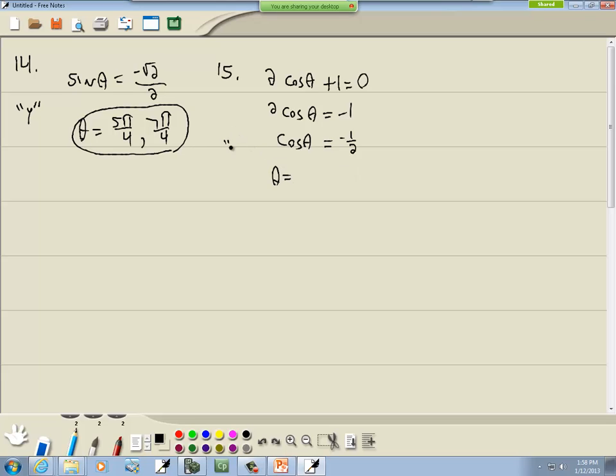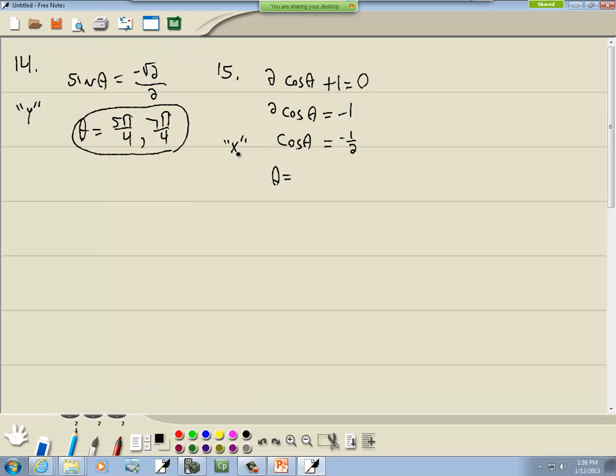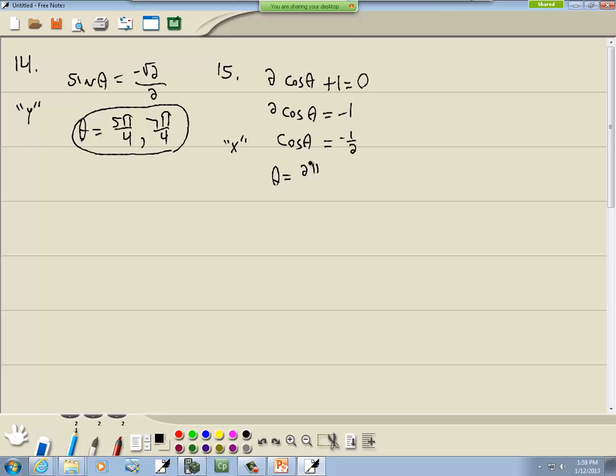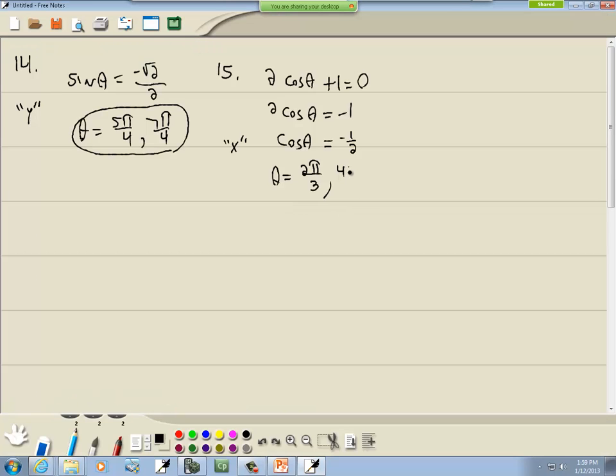Now remember, cosine is your x. So we're going around our unit circle, and we're looking where x is equal to negative 1/2. And we know what cosine is. Cosine is x, and the only places where x is negative is in quadrant 2 and quadrant 3. And we're looking for the x value specifically. So here's one place where x is equal to negative 1/2, and that's 2 pi over 3. Another place where x is equal to negative 1/2 is right down here, which is 4 pi over 3. So those would be your answers.